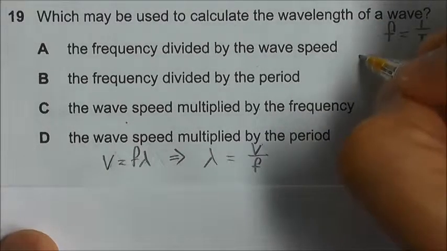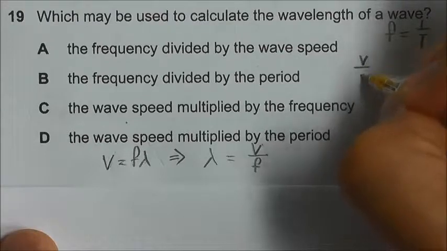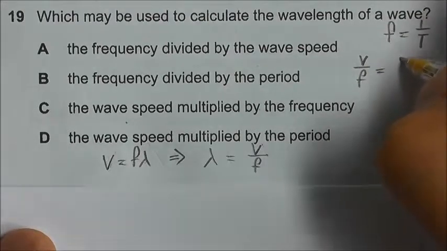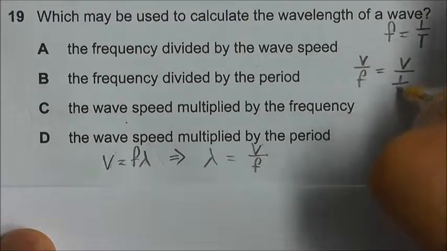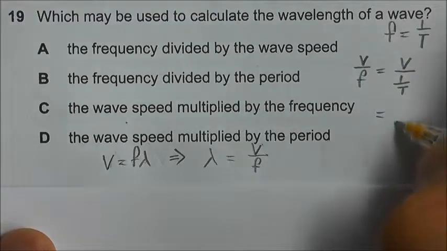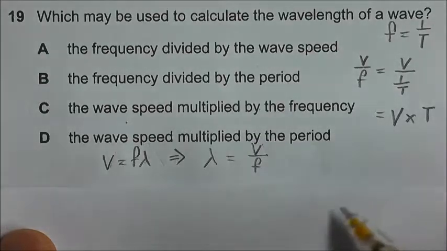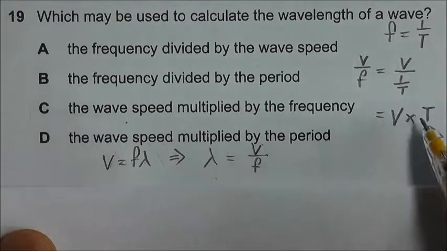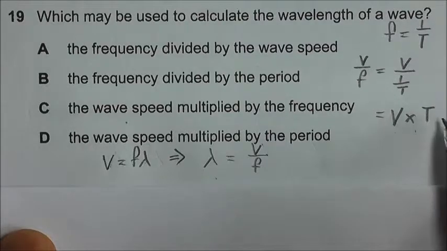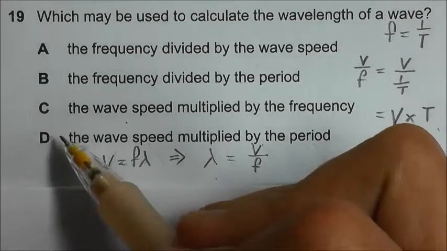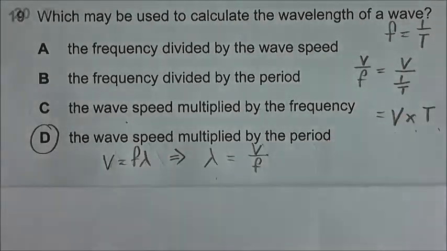So V over F is also equal to V divided by 1 over T, and that will give us V multiplied by T. Okay, so we can see the wavelength as the speed multiplied by the period. Okay, so the answer should be D.